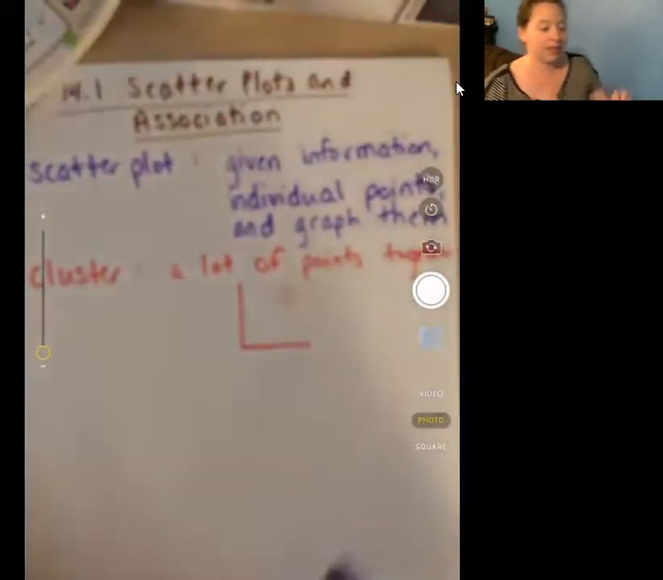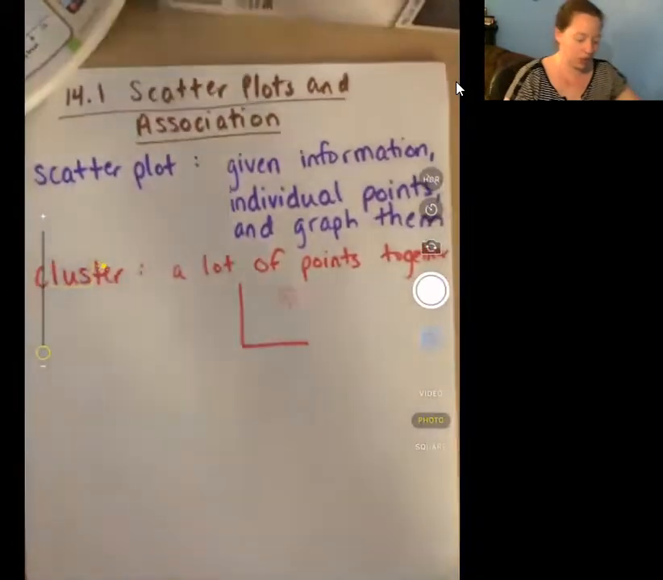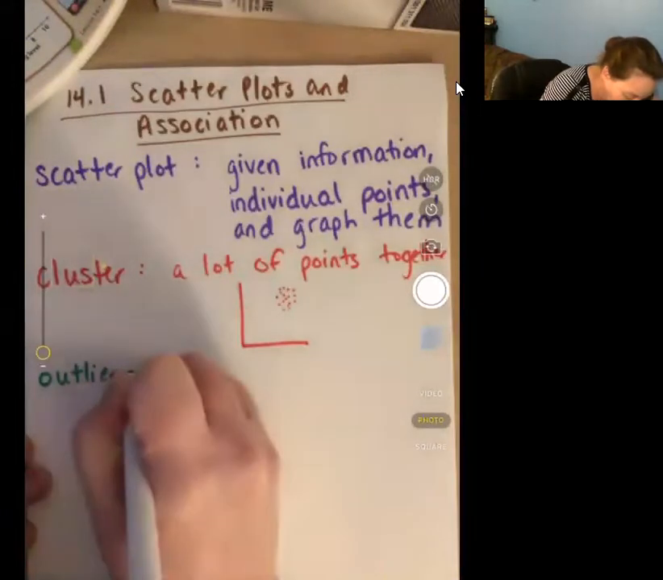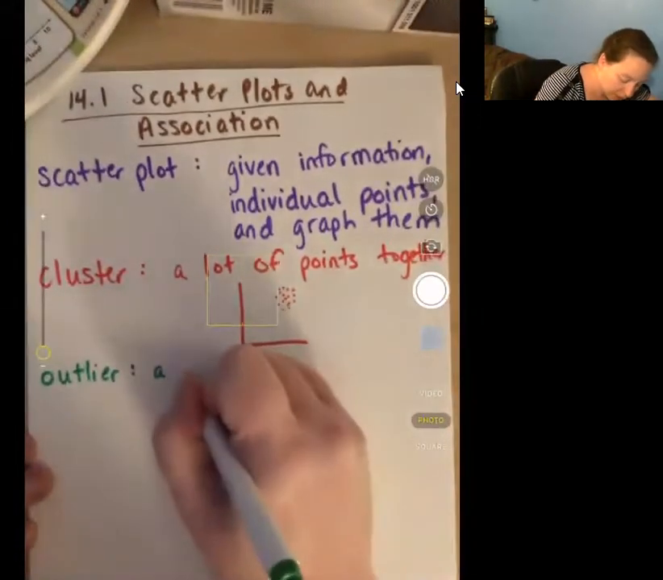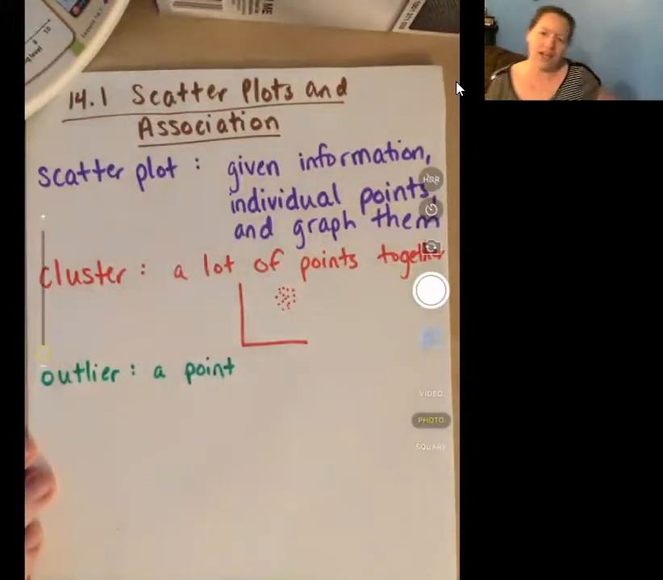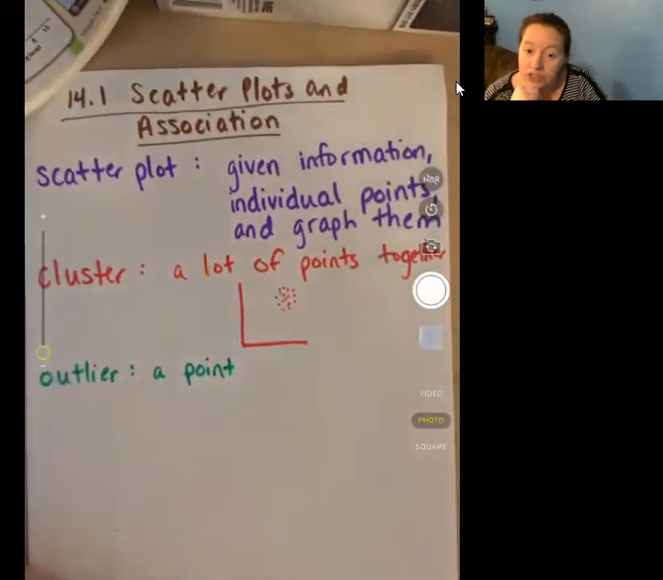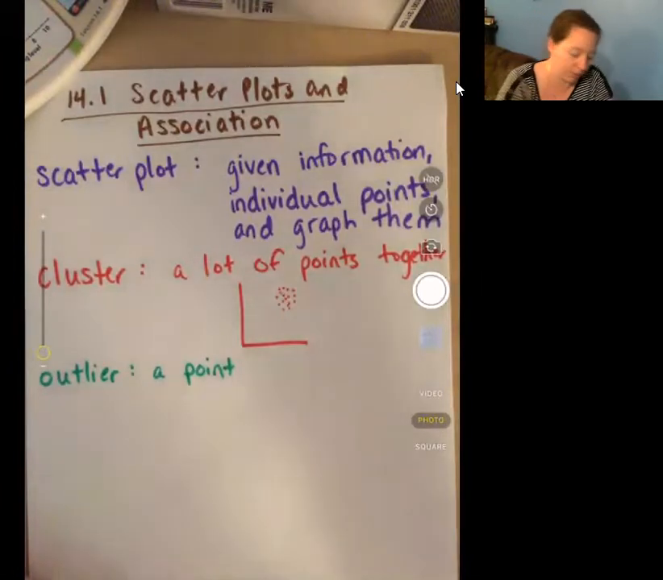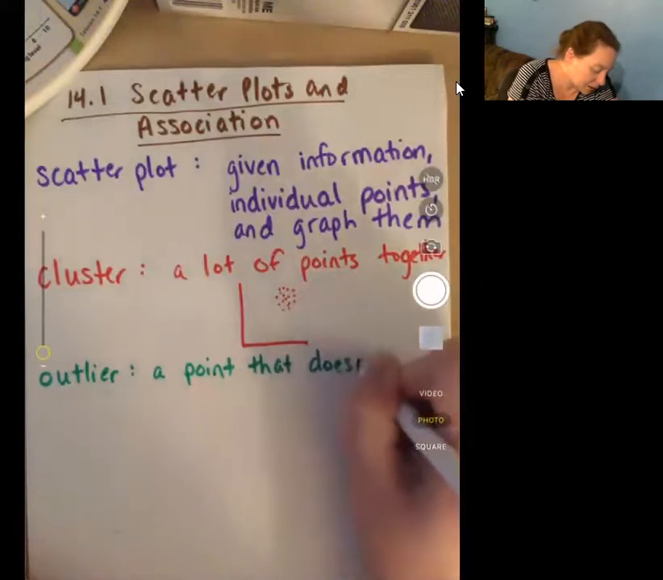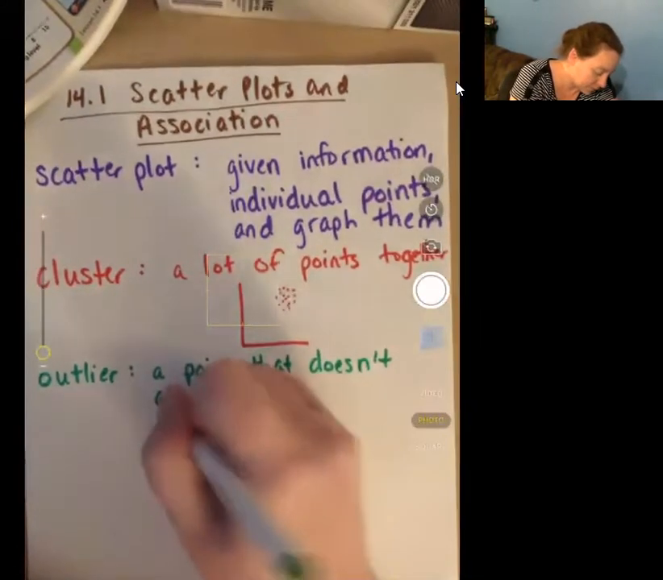But invariably, when you are doing something scientific, you end up with things called outliers. And that is a point. I think in this case, it's only going to be 1 point. My older daughter in high school sometimes ended up with 2 or even 3 points as outliers. But I think currently we're only working with 1 point at this level. A point that doesn't go with the rest.